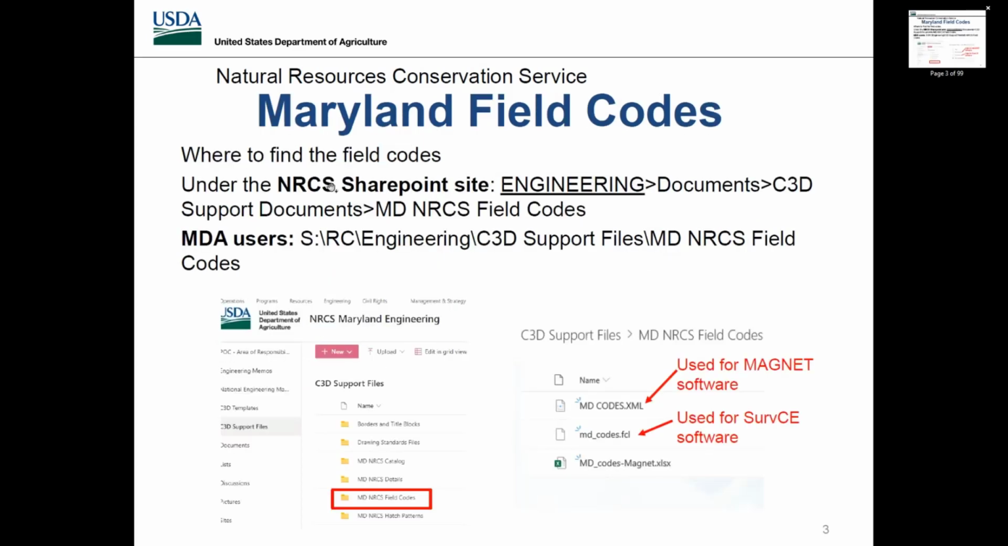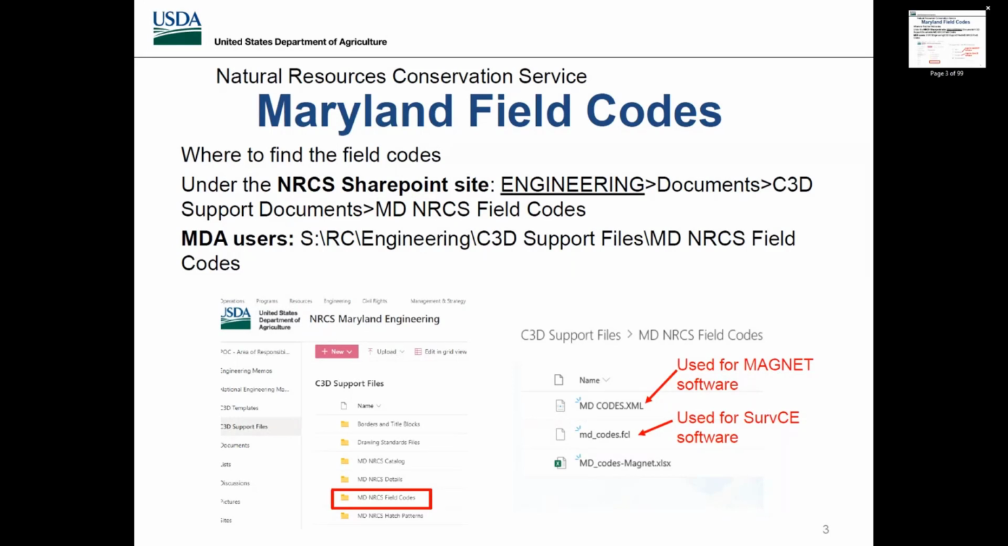I'm not going to go over all this. Like I said in the beginning, I'm just kind of covering the Maryland field codes. Hopefully everybody's aware of this and it's been set up in your offices. And if it hasn't been, reach out to me individually and I can most certainly walk you through the process on where to get that information from. On the SharePoint site, it's under the Maryland NRCS field codes under the engineering SharePoint site. And then for MDA users, it's still on that shared drive under RC, under engineering. And then we have the Civil 3D support files and then the Maryland NRCS field codes located there.